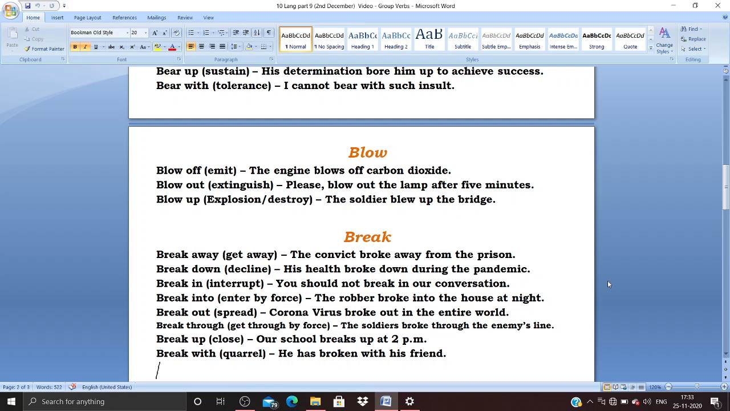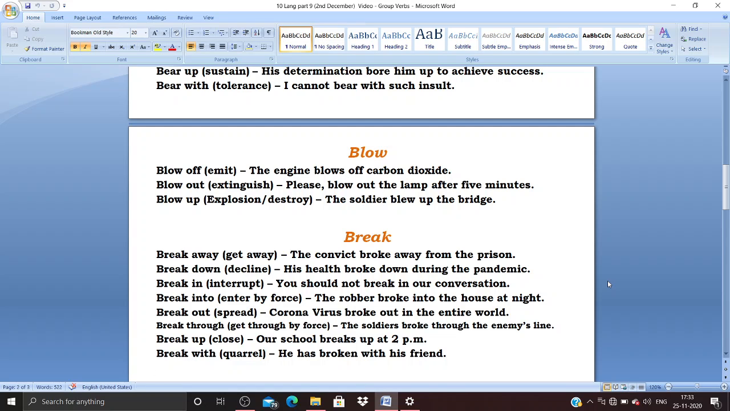Blow up. This is quite common. Blow up is explosion, destroy. The soldier blew up the bridge. See the meaning, blow up. Past tense, blew up, explode. They have destroyed the bridge.